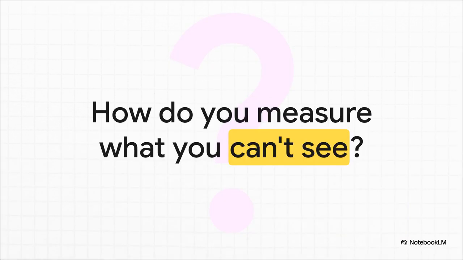So picture this. You've got a beaker with a clear liquid in it, an acid, maybe. You know it's there, but you have absolutely no idea how strong it is. How concentrated is it really? It's a fundamental mystery. How on earth do you measure something you can't even see?